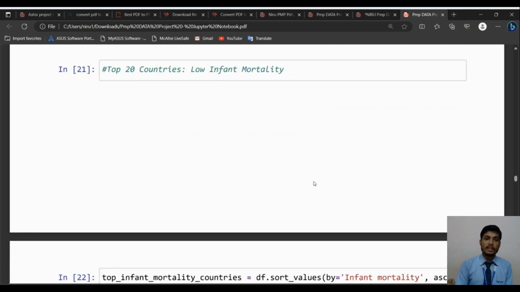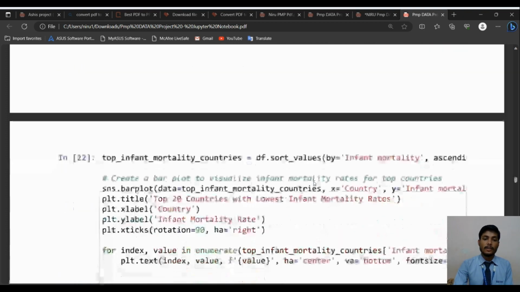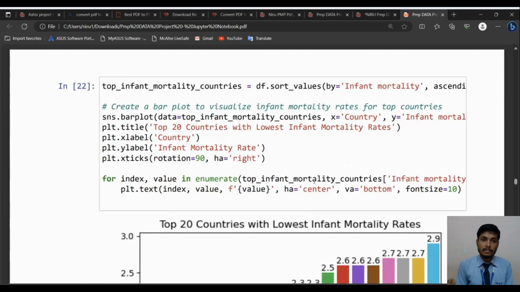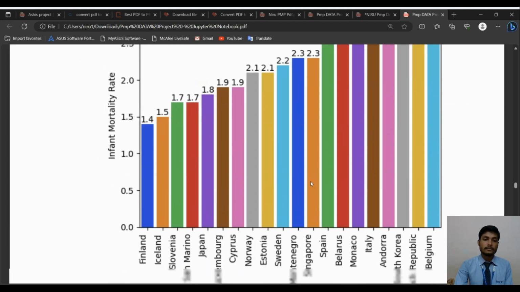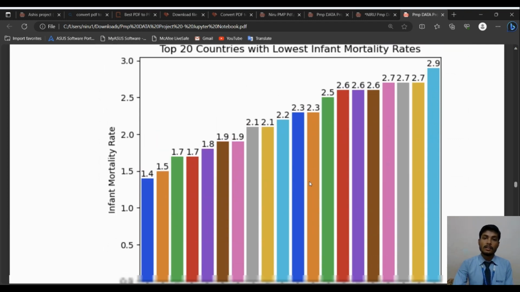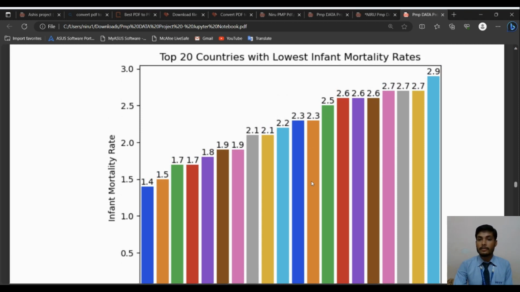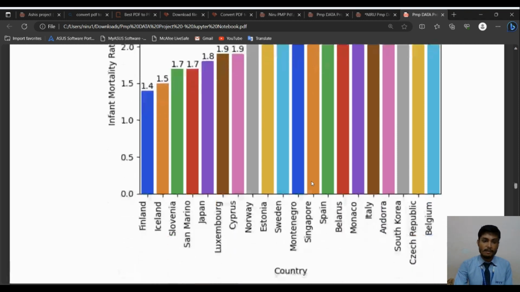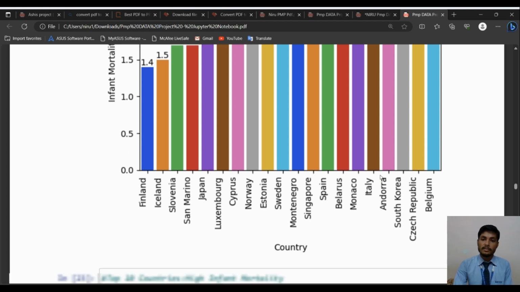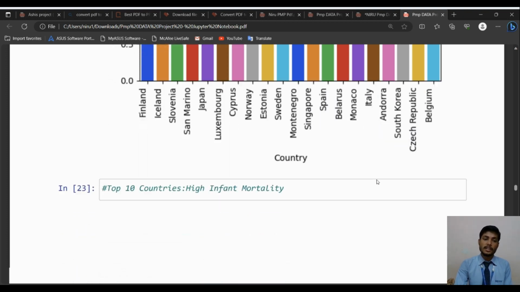Top 20 countries with low infant mortality. In this exploration we create a bar plot of the top 20 countries with the lowest infant mortality and visualize it. So this is the top 20 countries with the lowest infant mortality rates. You can see in this bar plot Finland is in the top 20 subset. Belgium is the top one in the top 20 countries.